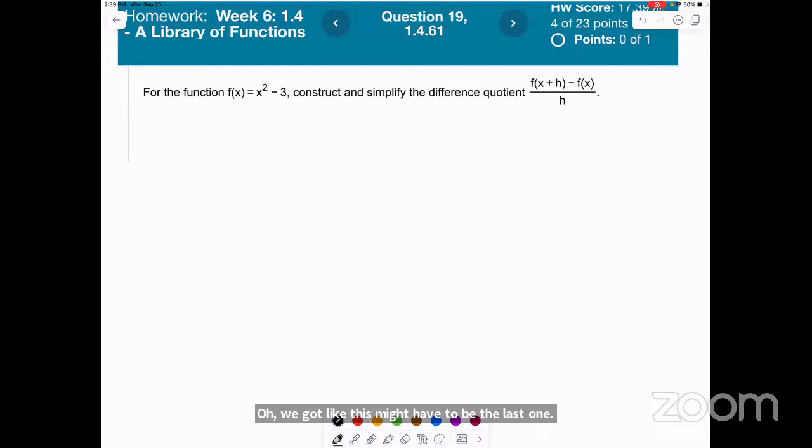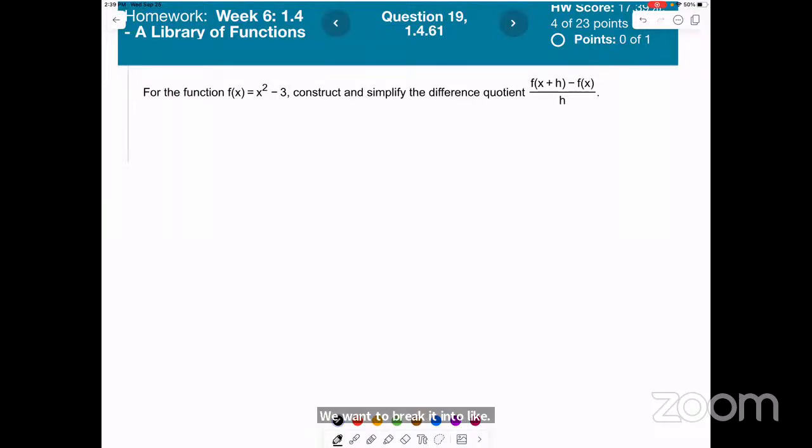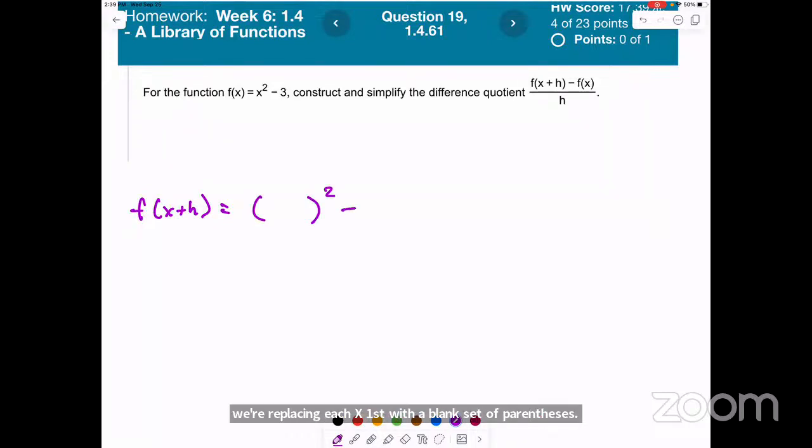Okay, so given this function, we're asked to simplify the difference quotient. For this difference quotient, we want to break it into multiple parts, right? So let's go ahead and isolate the f of x plus h. We'll do it in purple, I guess. We're going to simplify that by itself first. So we're replacing each x with a blank set of parentheses, and then x plus h goes into the blank parentheses. Then we want to expand this, combine like terms, and simplify as much as possible.